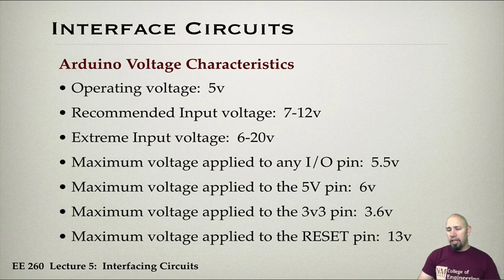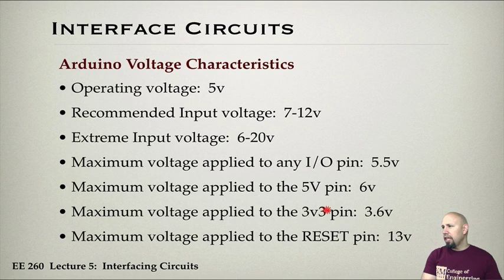In case you happen to have something that's 12.5 volts, is that still acceptable? Well, according to this, it's certainly acceptable. The maximum voltage applied to any input-output pin, that's either digital or analog, is 5.5 volts. If you connect a voltage up to any pin that's greater than 5.5 volts, you can expect your Arduino will fry. So it's critical to understand this. We definitely don't want to do that.